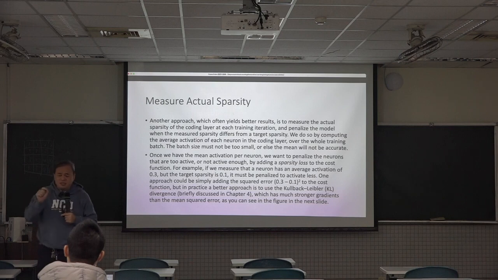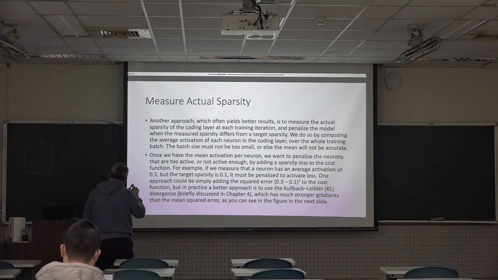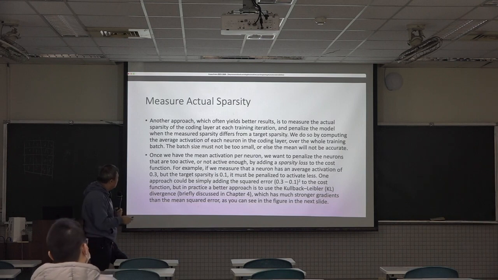So this one puts a lot of granularity in terms of restriction on the neurons in the coding layer. For example, if we measure a neuron and it has an average activation of 0.3, like 30%, but the target sparsity is 10%, then it must be penalized.